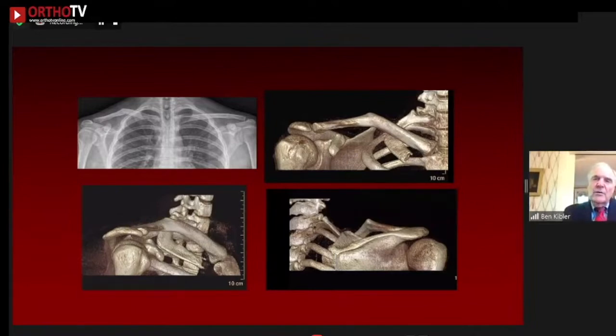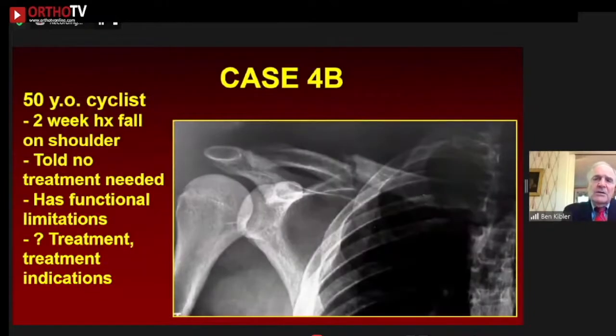Therefore, you can use the scapula as one of the indicators for whether you need to do surgery. Most studies show that if you fix this surgically, the functional outcomes are usually better and the complication rates are usually less than if you treat this non-operatively. Well, let's talk about this case.